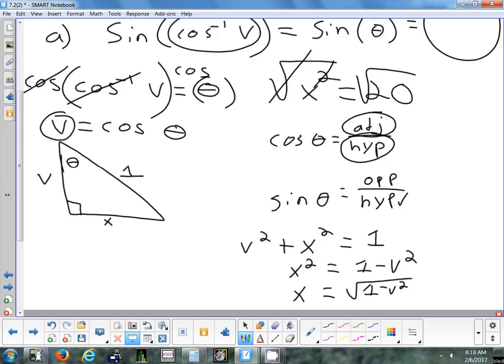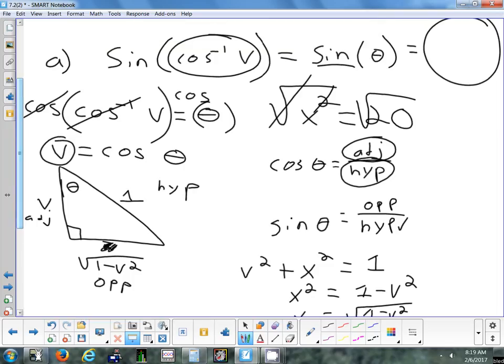Okay, so that's the length of the bottom side. It's the square root of 1 minus v squared. So I don't need to call it x anymore. Now I know the adjacent side, I know the opposite side, and I know the hypotenuse. I can find any trig function you want me to, including the one that they asked about, which is sine. Sine is opposite over hypotenuse.